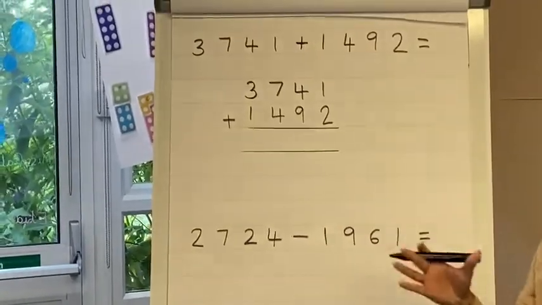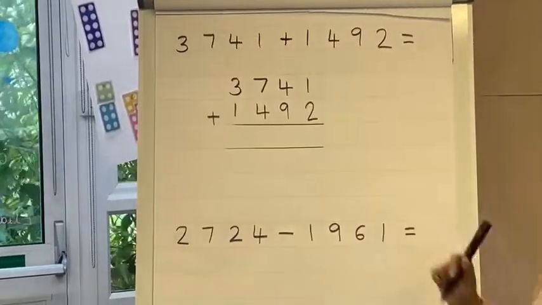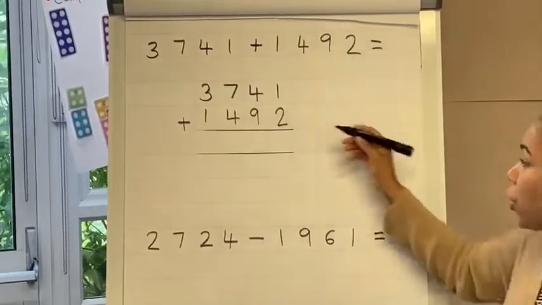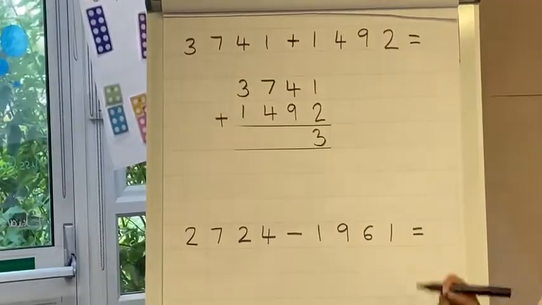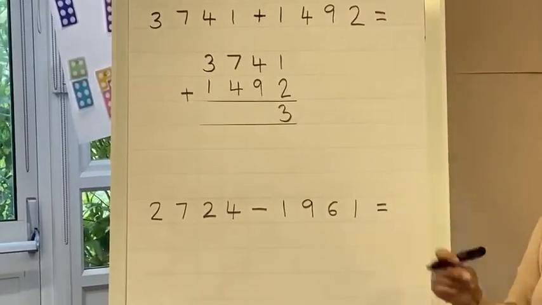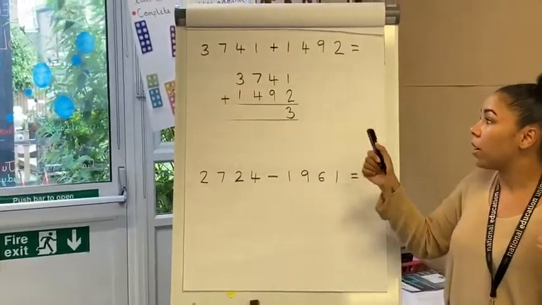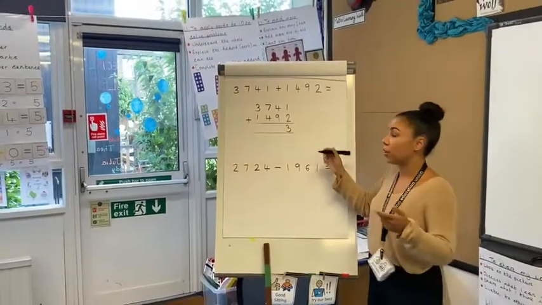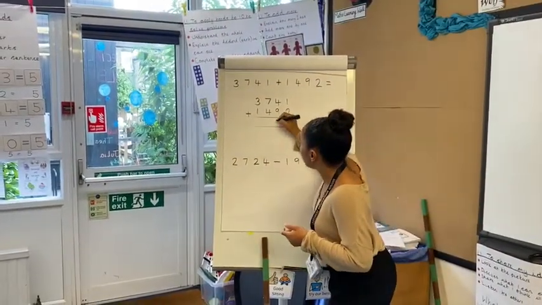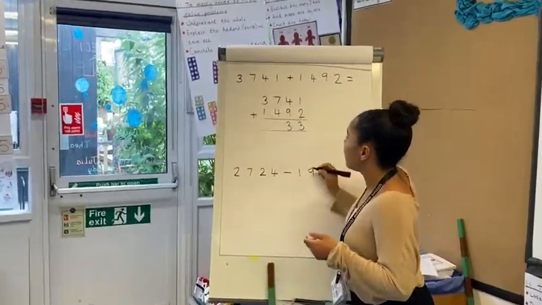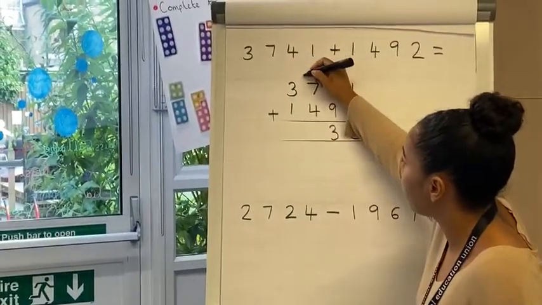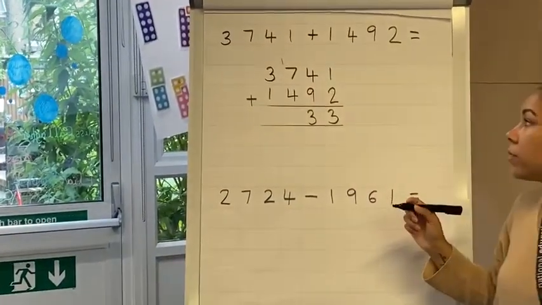Right, remembering our strategies from last time, we're going to start with our ones column. 1 and 2, 3, very simple. 4 and 9, once we start going up, we have to start thinking about different strategies we can use. So I know 1 and 9 is 10, and then I've got 3 left over, which gives me 13. I'm going to put my 3 here, and I'm going to carry over my 1.